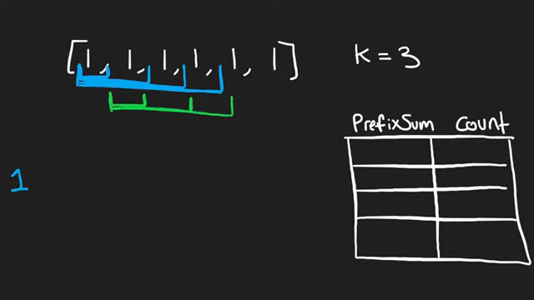And now we added a third element. So yes, now we reached the target, right? This is sum k. So we can add another one to our total, the number of subarrays we found with sum k, right? The first one was these 3 elements. The next one is these 3 elements.